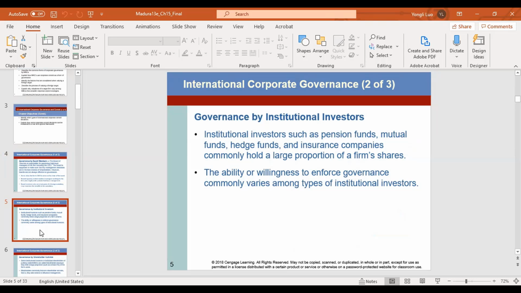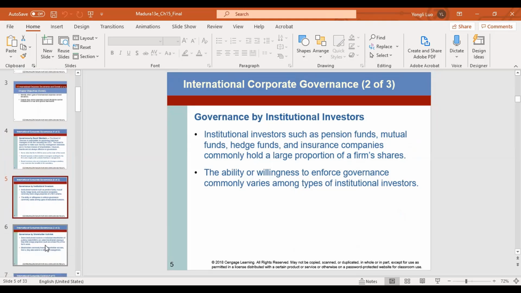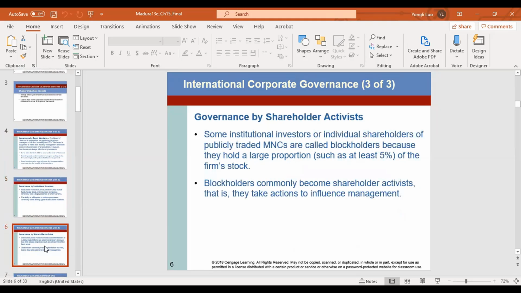Governance by institutional investors, such as pension funds, mutual funds, hedge funds, and insurance companies, which commonly hold a large proportion of the firm's shares. Governance by shareholder activists. Some institutional investors or individual shareholders of publicly traded MNCs are called blockholders because they hold a large portion of the firm's stock.